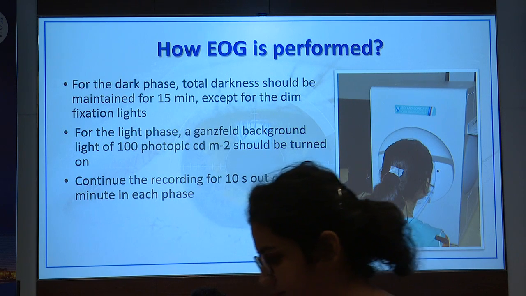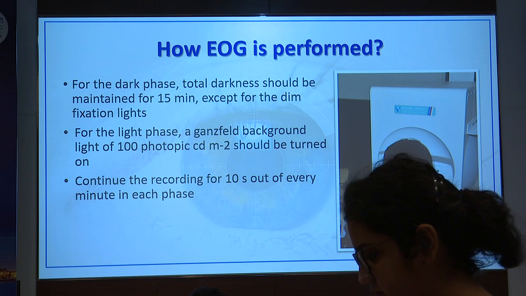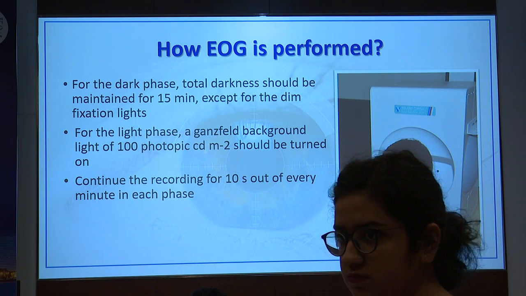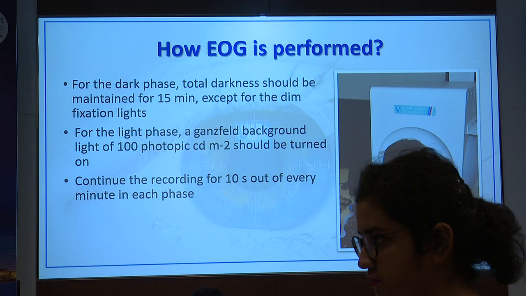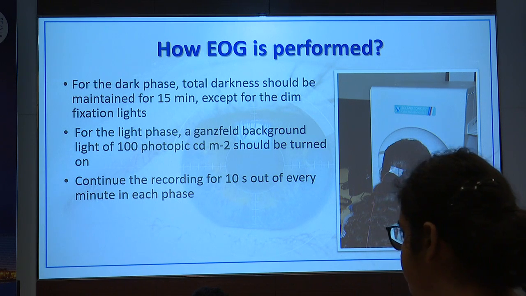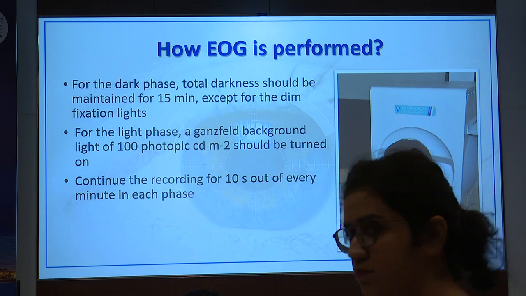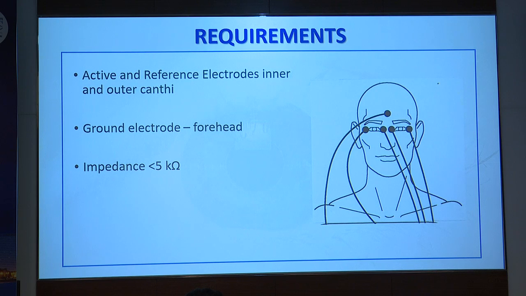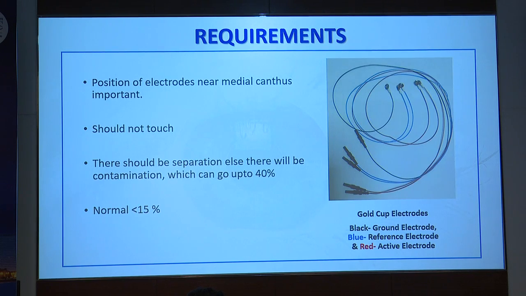How is EOG performed? For the dark phase, total darkness should be maintained for 15 minutes except for the dim fixation light. For the light phase, a Ganzfeld background illuminator light of 100 photopic candela per square meter should be turned on. Continue the recording for 10 seconds out of every minute in each phase. Active electrode is at the inner canthus and a reference electrode at the outer canthus. Ground electrode on the forehead, and impedance should be less than 5 to 10 ohm.